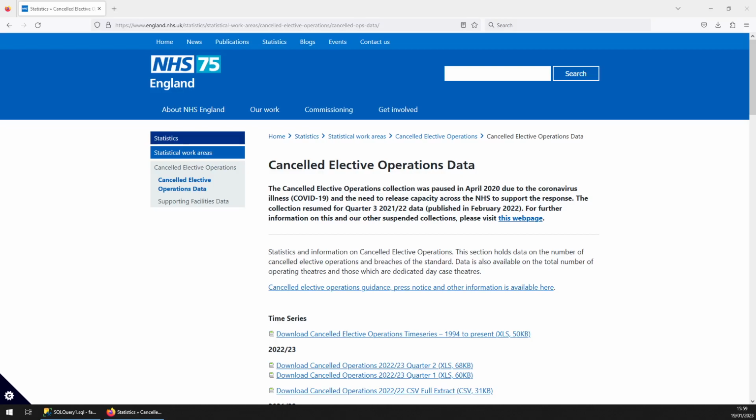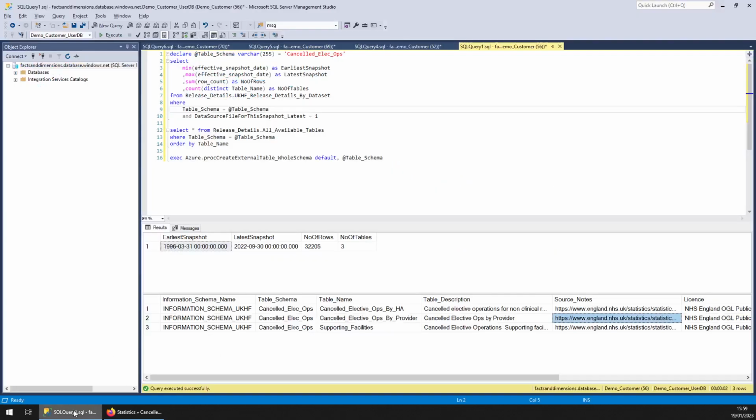In this one we're doing cancelled elective operations. Very useful data, as I'm sure you can imagine. Let's have a quick look at what we've got. So we've got data going all the way back to 1996. One of the few datasets that go back to pre-2000, which is good.